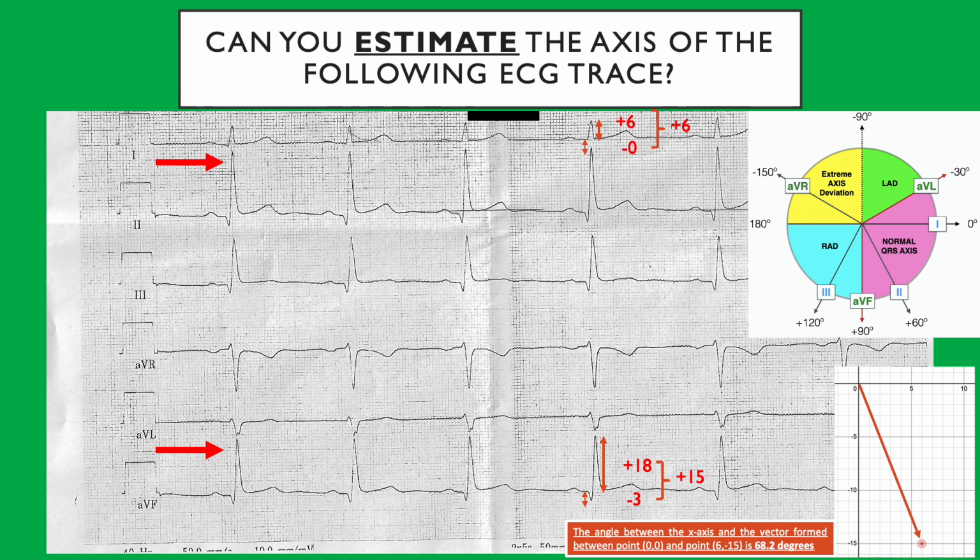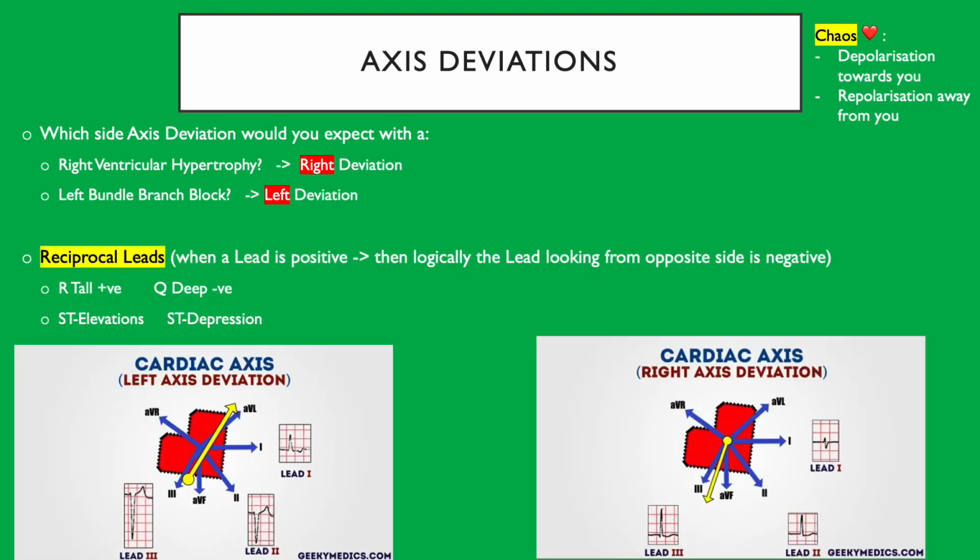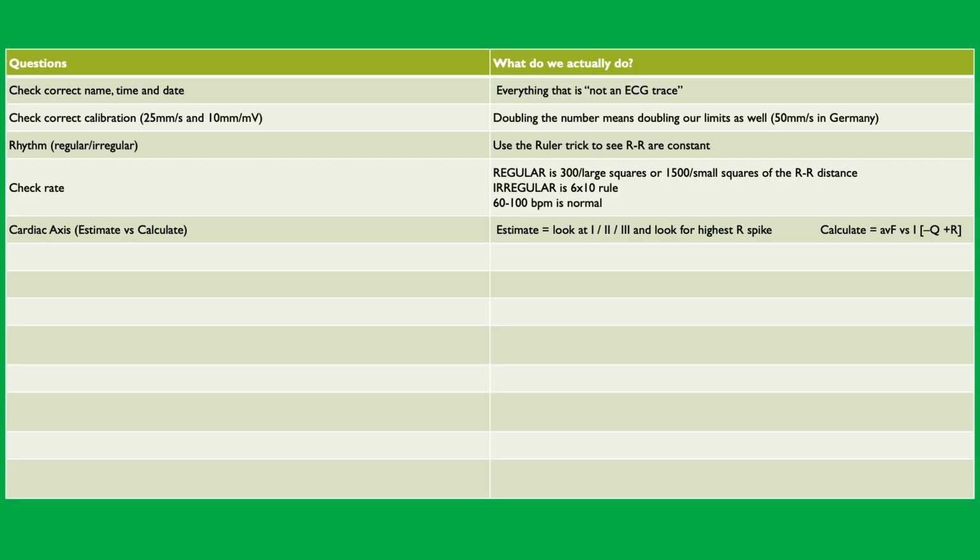You don't have time to calculate it, count the squares, no time for this. Just look, highest R, which one is bigger, especially when you have the bundle branch blocks, the hemiblocks. You just look at the axis, you're like, okay, deviation, and then you keep going. So you can do it in 1 second. Okay, skip this one. Axis deviations, okay, we found the axis.